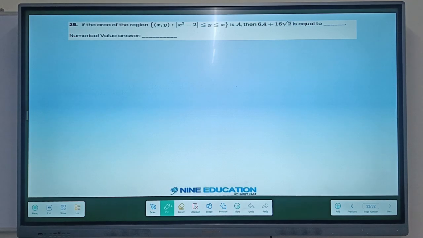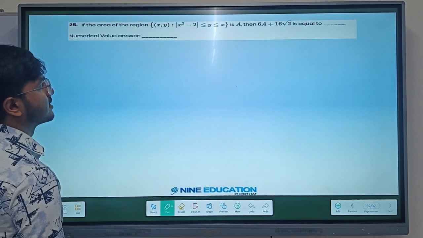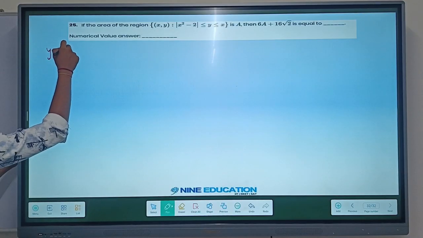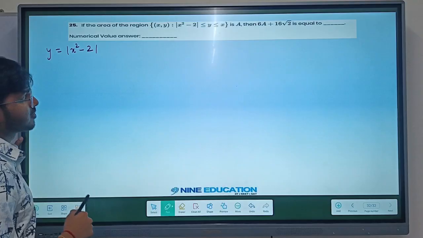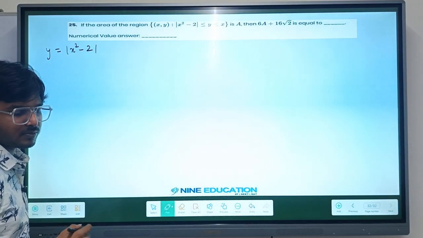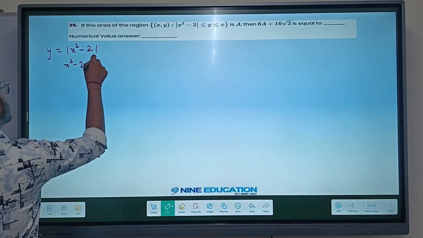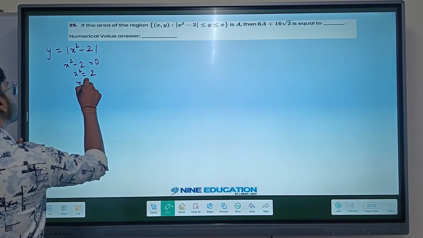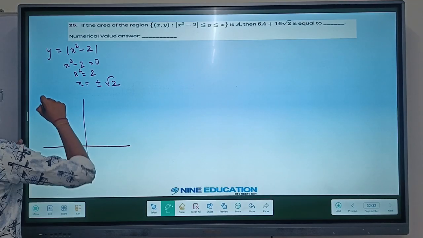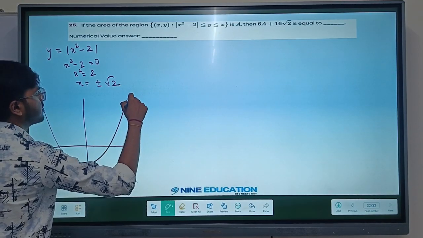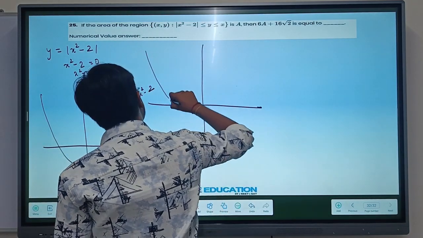So if the area of the region |x² − 2| ≤ y ≤ x is given, so if we take y as mod of x square minus 2, where will it break? Where x square minus 2 is 0. That is where x square is equal to 2, that is x equal to plus or minus root 2. So the graph would be something like this. This is the graph of y equal to x square minus 2. But when I put a mod, it will become something like this.